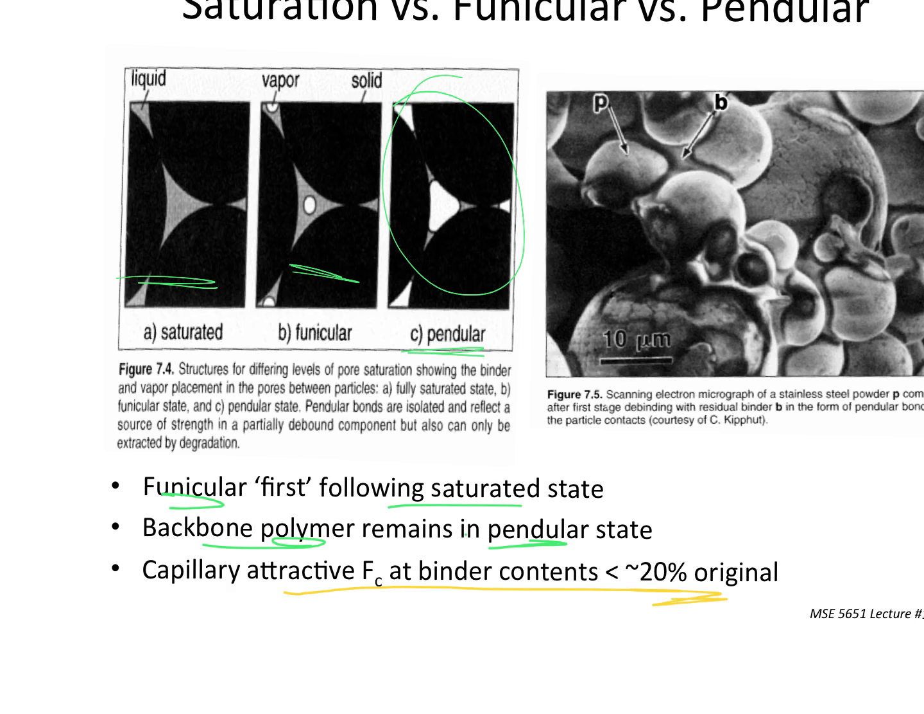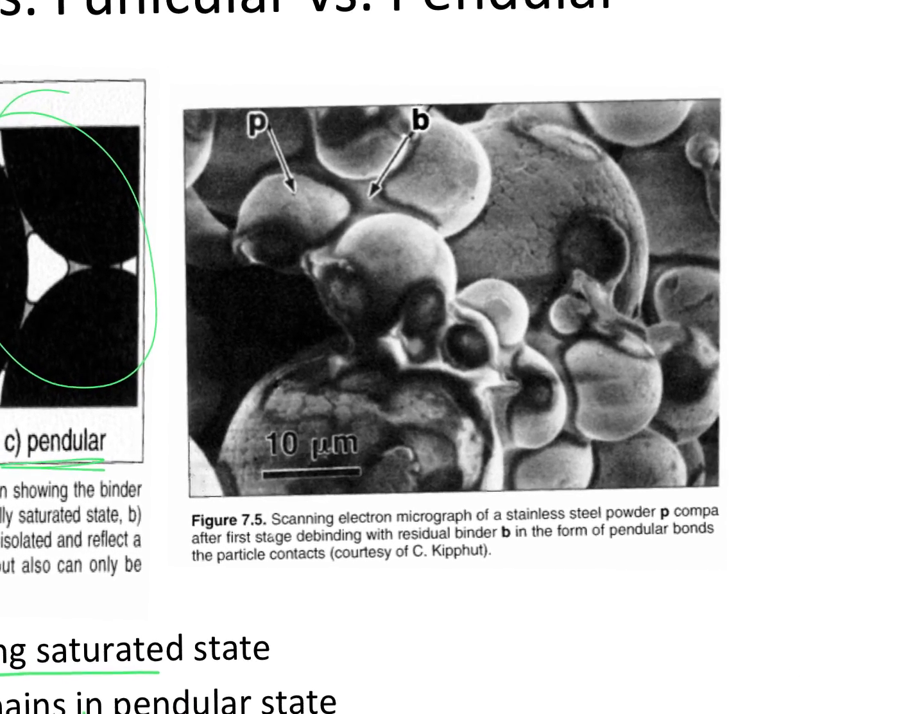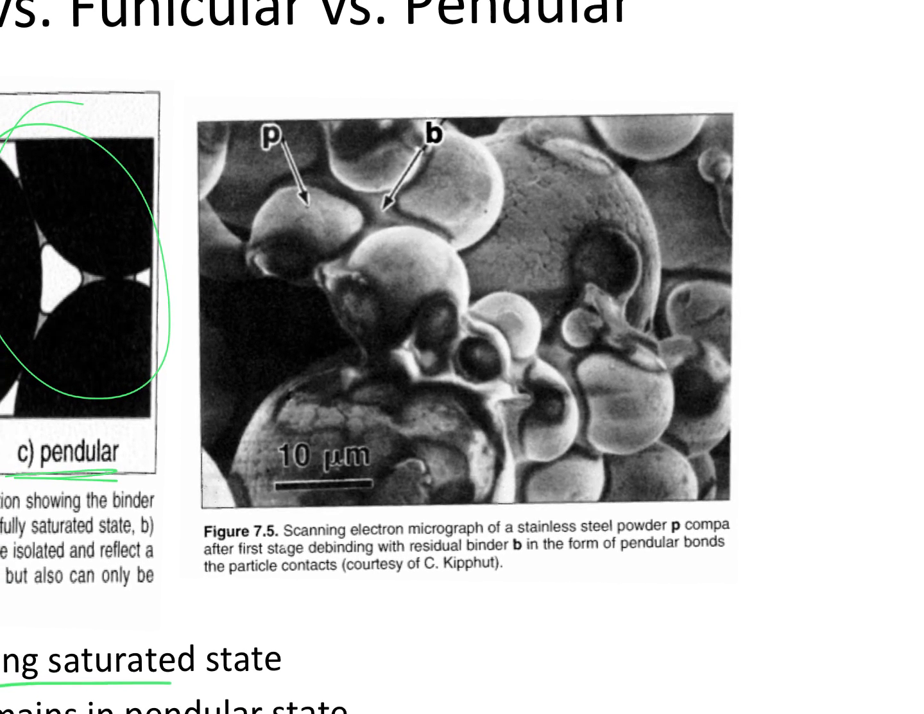And so this is showing you an SEM of stainless steel powder. A minute ago I showed you those glass spheres. These are stainless steel powder spheres. They're all spheres. Everything looks wonderful in this context. And it's showing you stainless steel, which is a very popular thing to injection mold, unsurprisingly. This is after first stage debinding, with residual binder B in the form of pendular bonds at particle contacts.